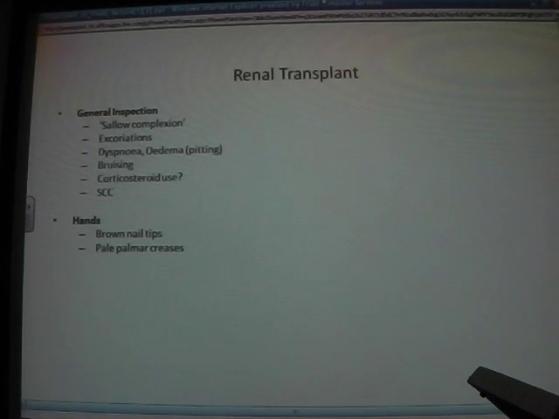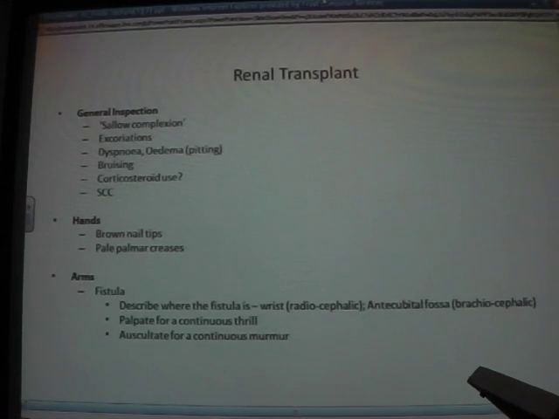Yeah. So you've seen a fistula. Describe where it is. If it's in the wrist, it's radiocephalic. If it's in the antecubital fossa, it's a brachiocephalic fistula. You need to palpate it. So you should feel a continuous thrill. When I say palpate, just put your hand on top of the anastomosis and you'll feel a continuous thrill. Quickly listen to it with your stethoscope, you'll hear a continuous murmur. So a continuous murmur and a palpable thrill indicate that the fistula is healthy and working. Okay? That's pretty much it. That'll take like 5 seconds.